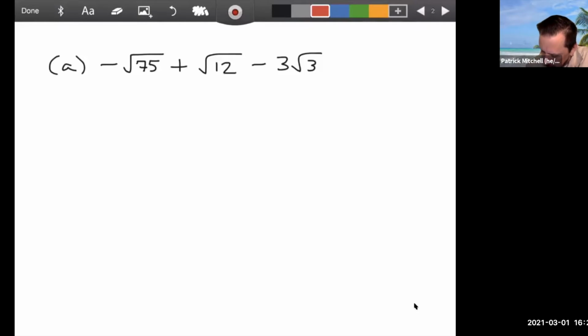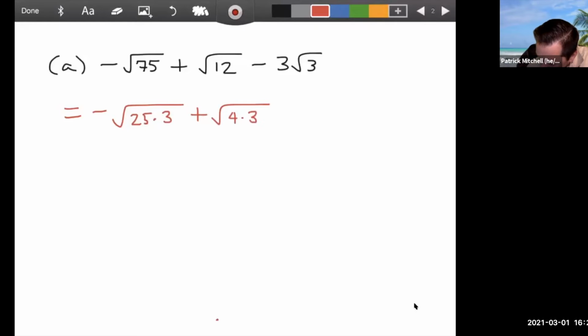Okay, so the first thing I'm going to do, notice that none of these numbers, 75, 12, or 3, are perfect squares. However, the next best thing about 75 and 12 is that they have perfect square factors. I'm going to write 75 as 25 times 3. And I'm going to write 12 as 4 times 3. This one I'll just leave the way it is. That one is already in simplest form.